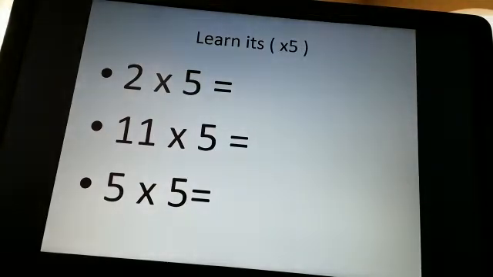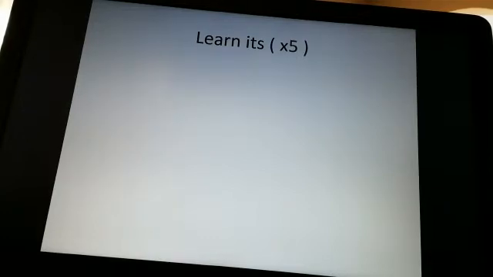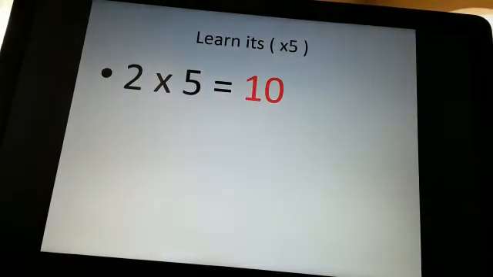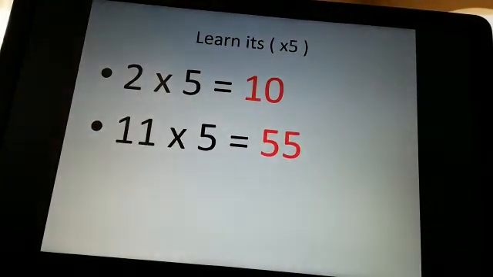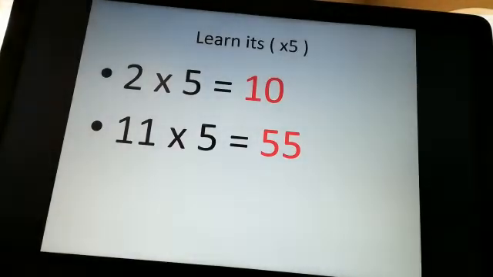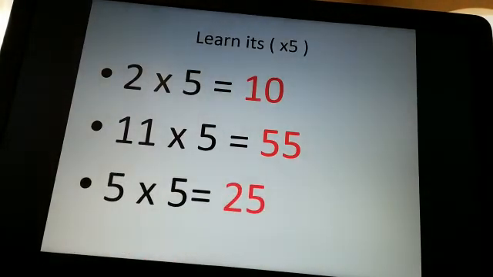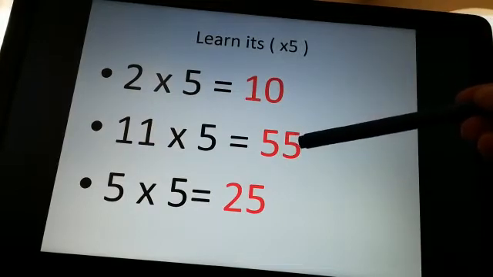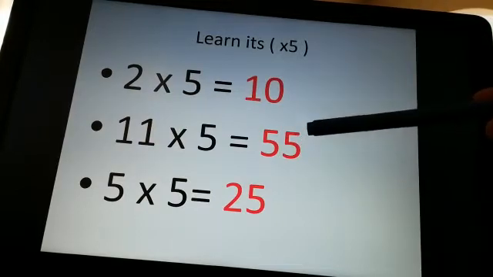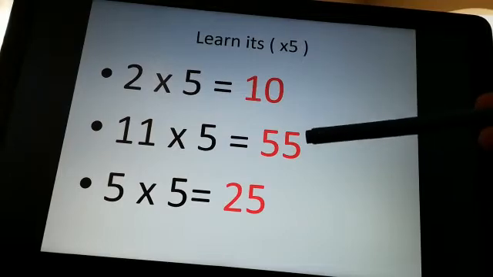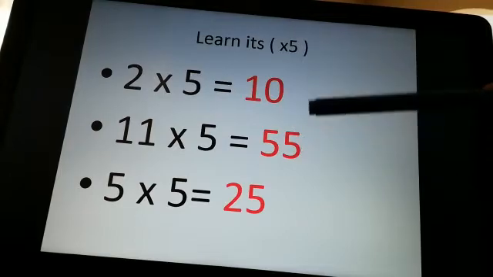You can put 2 fingers up, 5, and keep counting, 10 fingers up, and then count 1 more for 11, and 5 fingers. So you should have 2 times 5 is 10, 11 times 5 is 55, 5 times 5 is 25. And for 11 times 5, you could have gone 10 times 5, 50, and then added on 1 more 5, 55.